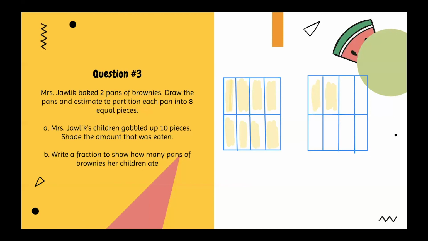All right. So now we're going to write a fraction to show how many pans of brownies that they ate. So remember, the bottom number is how many pieces are in each whole, and that was 8. We know that because of our question. It says it cut the pan into 8 equal pieces. So we know that's 8. And then the number on the top is the numerator. That tells us how many pieces we shaded, or how many pieces the children ate. And in A, that is 10 pieces. So the fraction that you needed was 10/8.